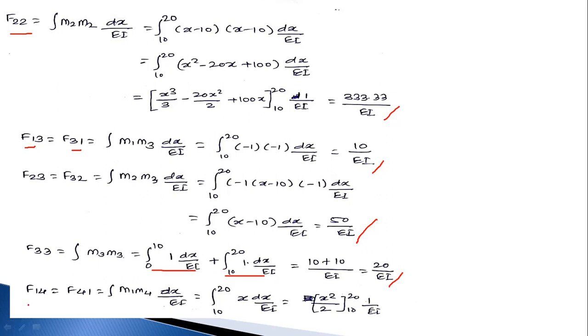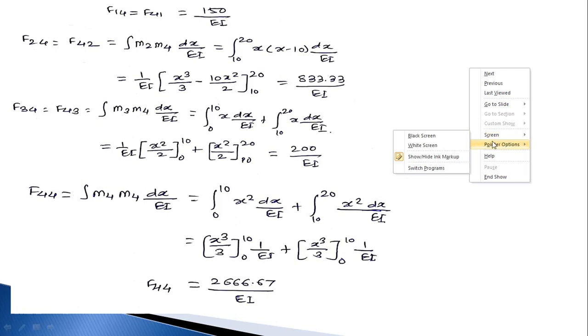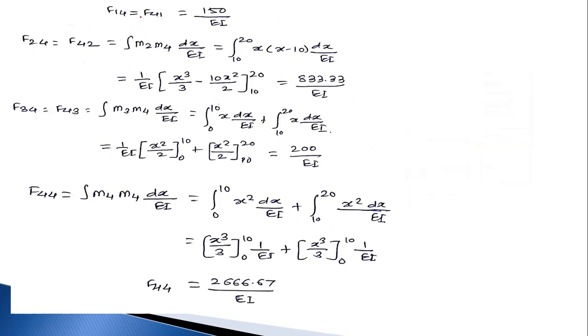Then next, f14 is equal to f41. So it becomes integration of m1 into m4 into dx upon EI. With the limits of 10 to 20, m1 and m4 become x dx upon EI. By solving this equation, f41 is equal to f14 is equal to 150 upon EI.